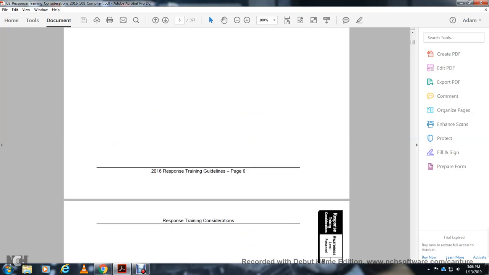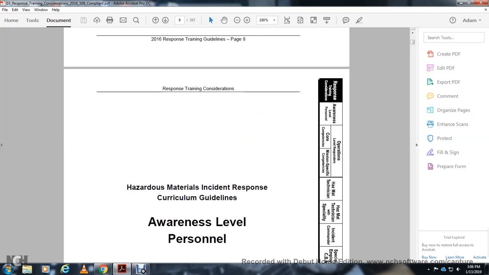Page intentionally left blank, and then we move on to hazardous material incident response curriculum guidelines for awareness level personnel.